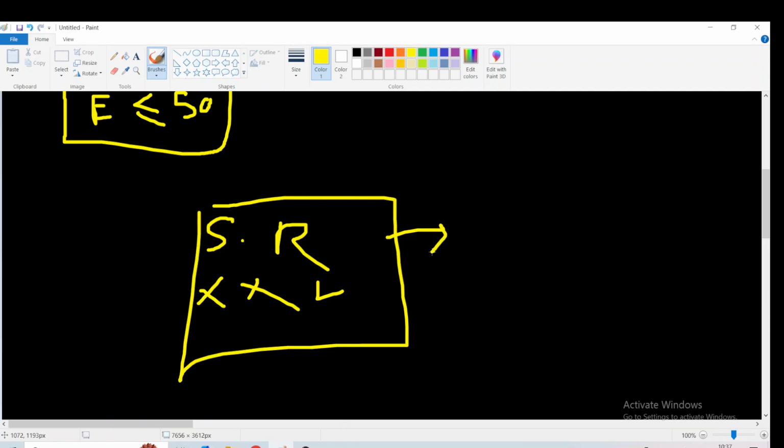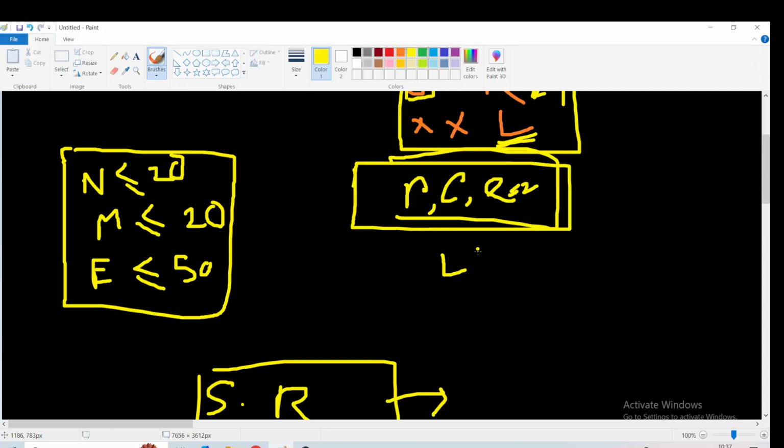So I am saying that there could be many possibilities, because let's say there are all L cells, and there is an S here. So we can change this L, this L, this L. So let's say the total number of L's is n.